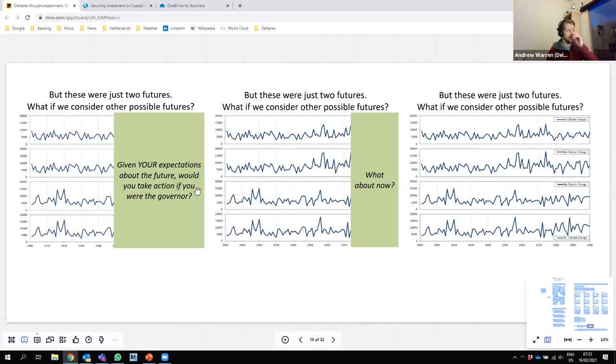If you take that time horizon out to 75 years, maybe you can start to see a bit of a trend in terms of climate change leading to increased peaks.